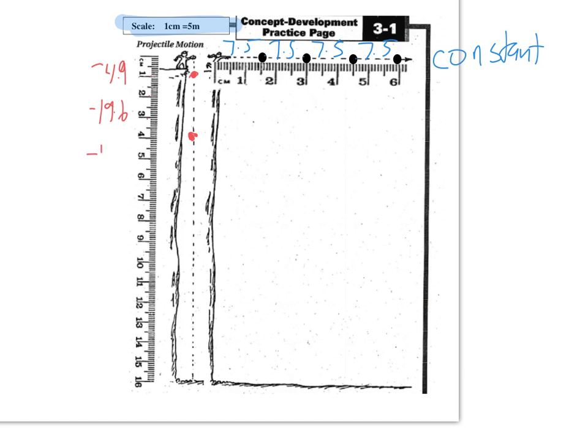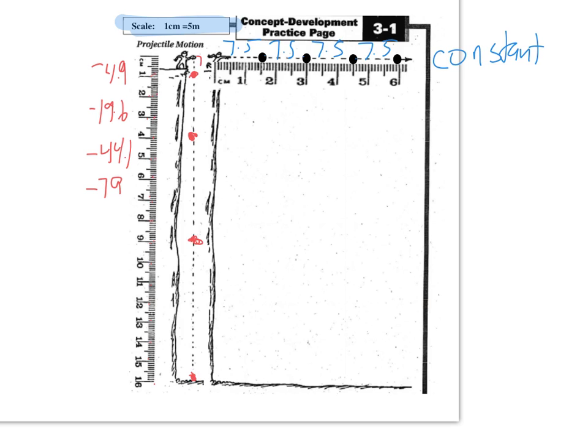Next, we said that after 3 seconds, it had fallen about 44.1. So 44, 45. Let's try that. 5, 10, 15, 20, 25, 30, 35, 40, 45. And then after 4 seconds, we said that it had fallen 79 or 78 meters. So let's call it about 80. 5, 10, 15, 20, 25, 30, 35, 40, 45, 50, 55, 60, 65, 70, 75, 80. So we're just above the ground at that 79 meter mark.